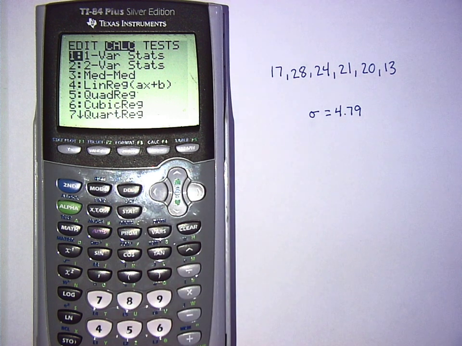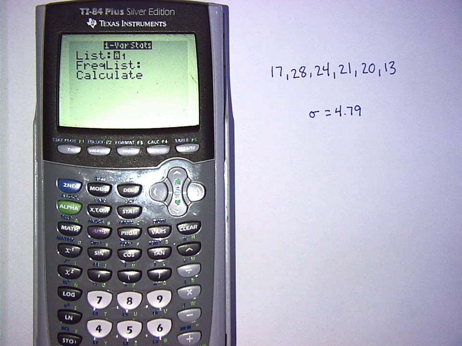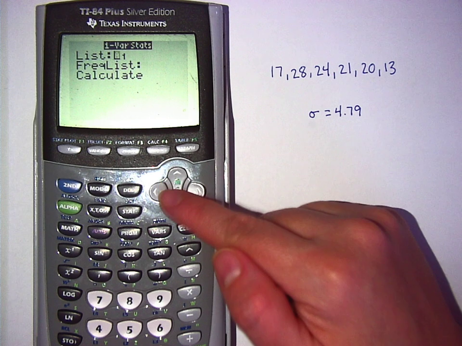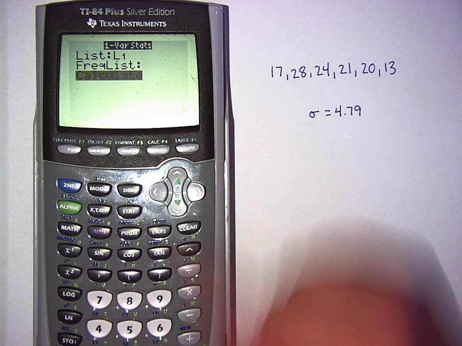Show your partner that you're on the right screen right now. And then hit enter on one variable stats. It should show a screen like this. It asks you what list you want to look at. We want L1 because we all put it in L1. Frequency list, you don't need to worry about that, and then you're going to hit calculate.